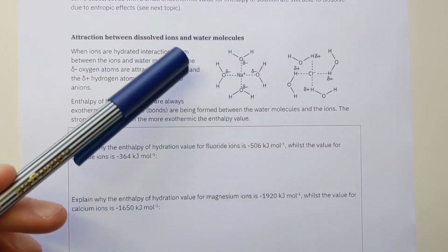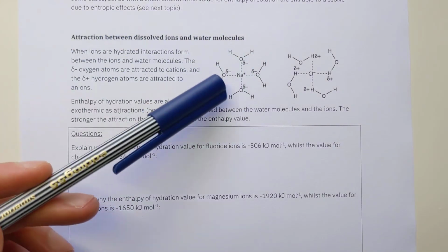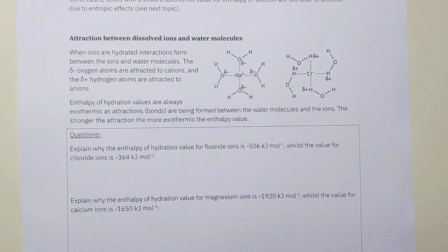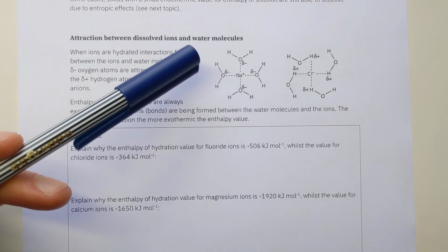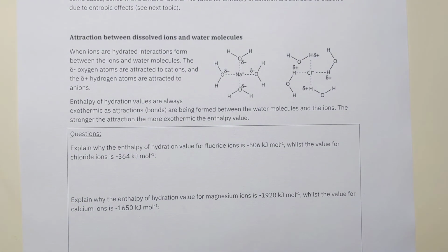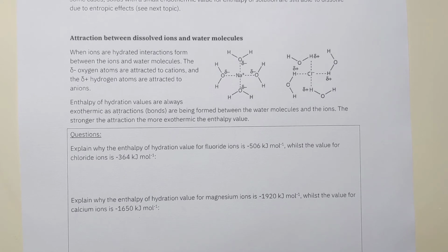This is a pretty good model for how you should draw it. Just plonk your ion in the middle, draw wee lines, drawing about 4 is a good number because it does form multiple interactions per ion, and that's how you represent it. In terms of writing, you just say, when ions are hydrated, interactions form between ions and water molecules. The delta minus oxygen atoms are attracted to cations, and the delta plus hydrogen atoms are attracted to anions. That's all there is there.